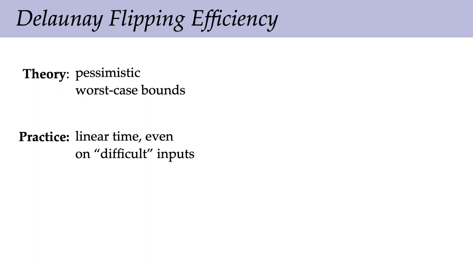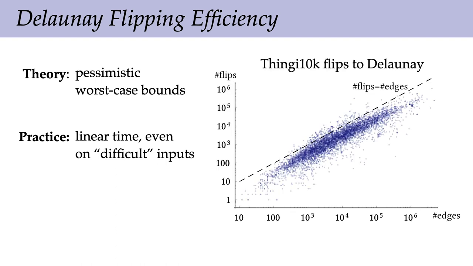And we mentioned the complexity of this algorithm briefly before, but I want to reiterate that in practice, it's extremely fast. In theory, there are only pessimistic worst-case bounds on the complexity of this intrinsic Delaunay flipping procedure, but in practice, we consistently observe it to run in essentially linear time, even on difficult inputs. Here's an experiment where we took every mesh in the Thingi10K repository of challenging 3D CAD models, and for each one we plot on the x-axis the number of edges in the model, and on the y-axis the number of flips that it took to make it Delaunay.